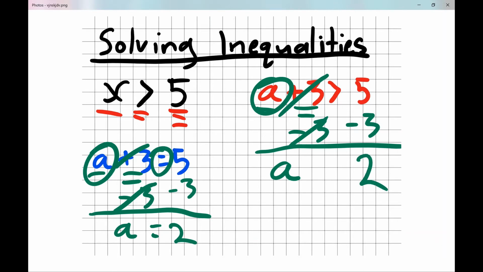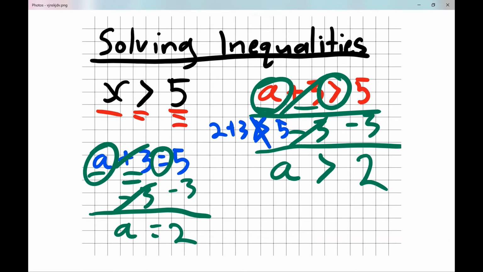But rather than an equal sign, just carry over the sign that your original inequality had, resulting in a is greater than 2. That is, if you want your original inequality to hold true, you need to input a value that is greater than 2. So if you were to put 2, for instance, 2 plus 3 is greater than 5? Well, 2 plus 3 is 5. It's not greater than. But what if you were to input 4? 4 is greater than 2. 4 plus 3 is 7, which is greater than 5.